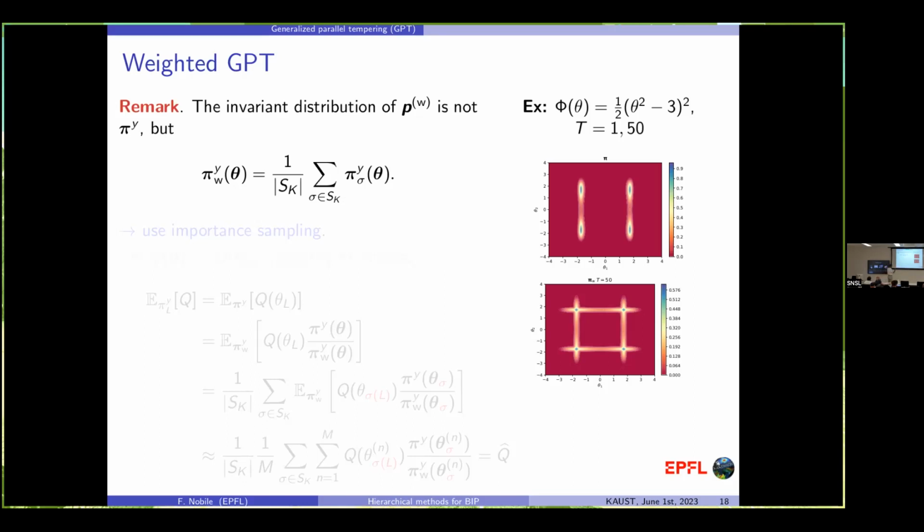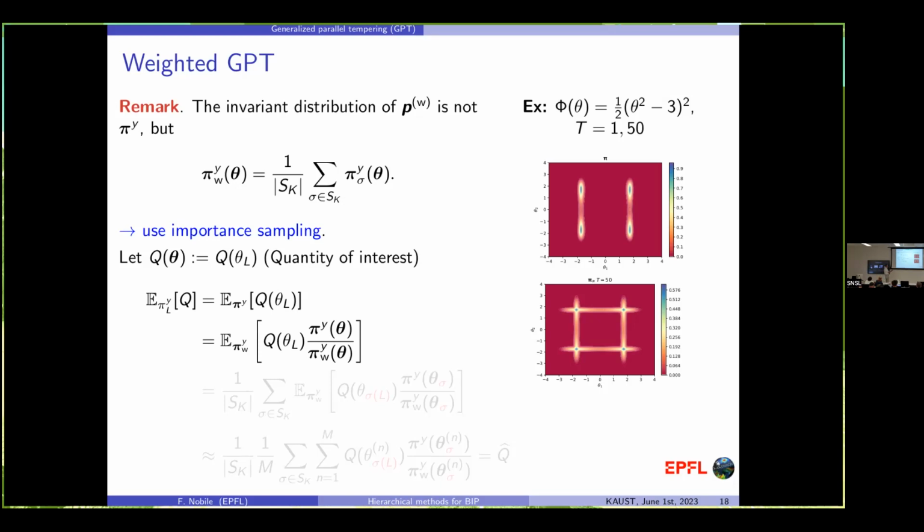So this means that if I want to use this mechanism to compute my posterior expectation, I have to do importance sampling because I'm not converging to the right distribution anymore. But this can be done quite easily. So suppose that the quantity I want to compute is actually a function of the state at the correct temperature. Okay, so I should compute this with respect to the correct invariant distribution. But this I consider as an expectation with respect to the joint distribution, not the symmetrized one, of something that depends only on the last temperature. Fine. Then I do my importance sampling.